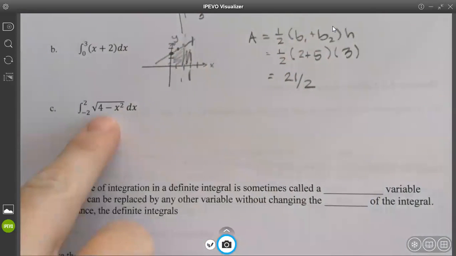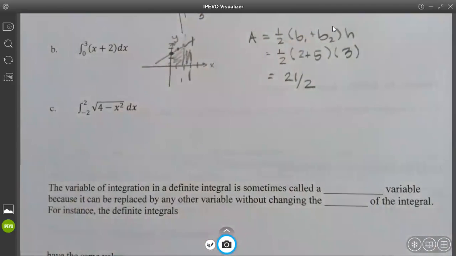What is this going to give you? Use your calculator, graph it, tell me what it is. Okay, so we know it's going to be curved because it's got the x squared. Specifically what type?